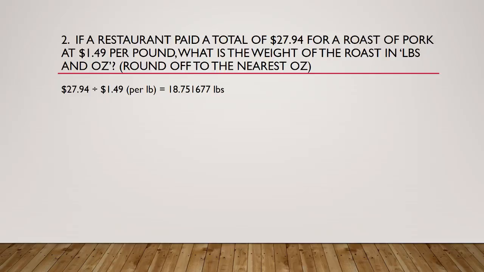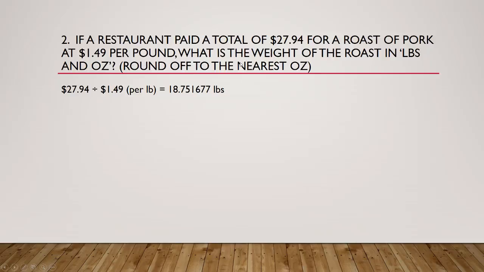We're going to take the total cost, $27.94, and we're going to divide it by $1.49, which also represents 1 pound. So if we look at 1 pound but call it $1.49, how many $1.49 units are there in our total price of $27.94? So again, we're going to take the price we paid, $27.94, divided by the price per pound, $1.49, and we get 18.751677 pounds. And again, the reason this is pounds is because our divisor, $1.49, represents 1 pound. So we end up with this many pounds.